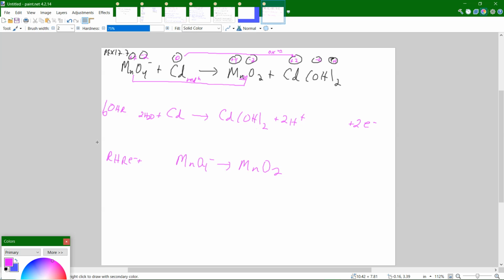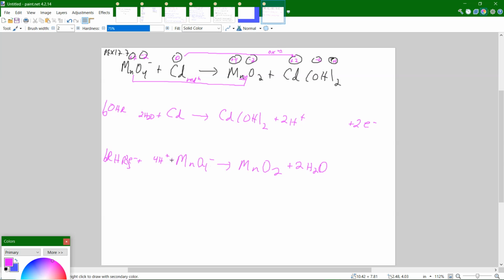The reduction half reaction, the manganese is good. I got 4 oxygens, so I'm going to have 2 H2O here. And now the oxygens are good. I got 4 hydrogens, so I've got to put 4H plus. With MnO4 minus, that's 3 positive. So I need 3 electrons. So 3 electrons, and now there's 4 negatives and 4 positives.